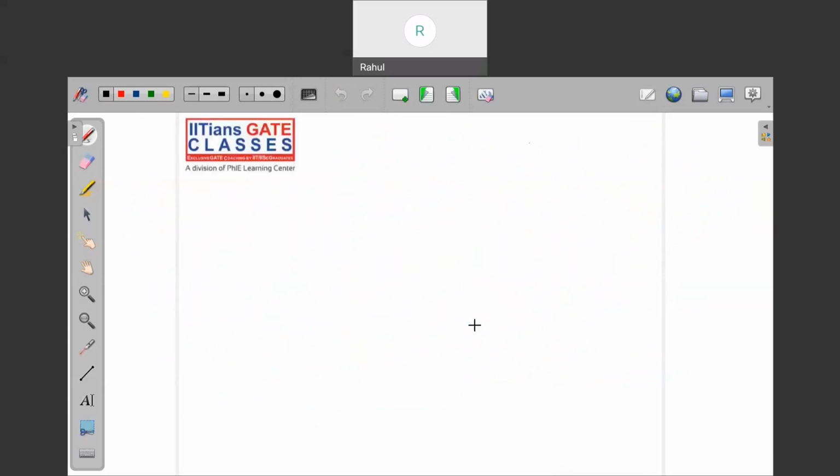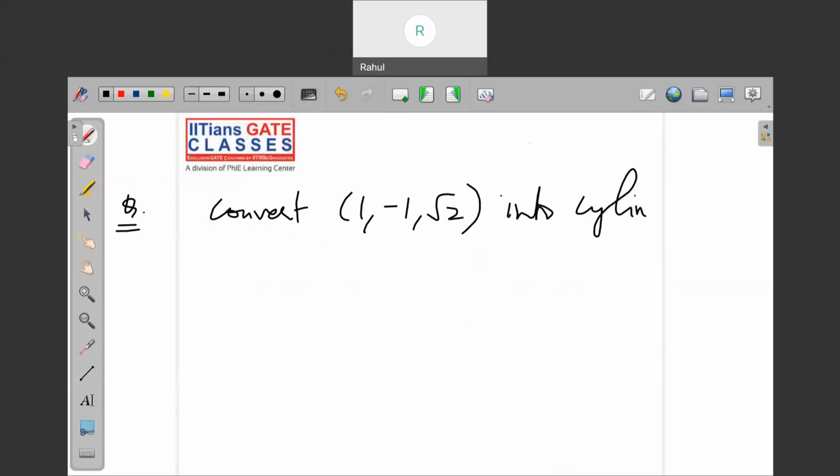So now we can take a few problems here. Suppose any parameter is given. Any one question I'm just taking here is: convert these points, the coordinates (1, -1, √2), into cylindrical coordinates. Though you can't expect this kind of question, because these are very easy, school level or high school level questions.